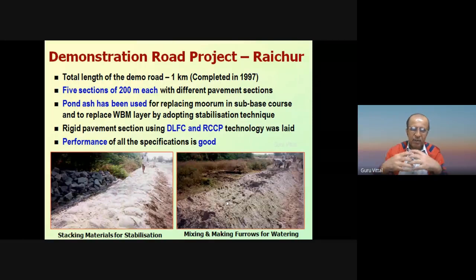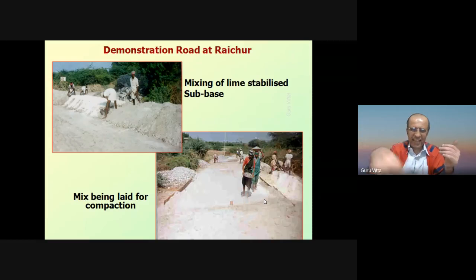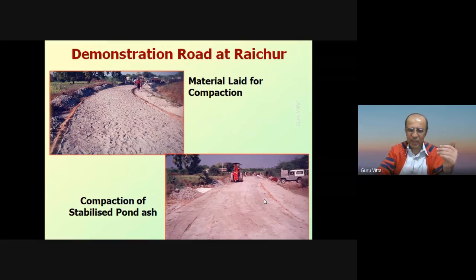This is another case from very long back, more than 2 decades ago, in Raichur in Karnataka. We constructed this road using stabilized material. We tried this lime stabilization. You can see the lime being stacked there, and all labor-based techniques were adopted for mixing, laying, etc., and of course compaction was done using the roller, and it gave very good performance.